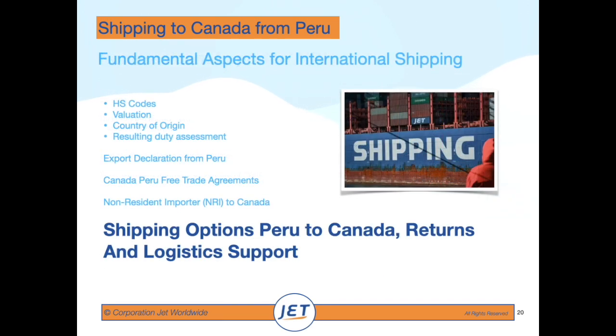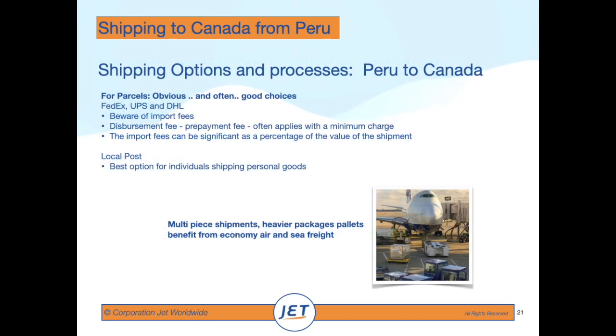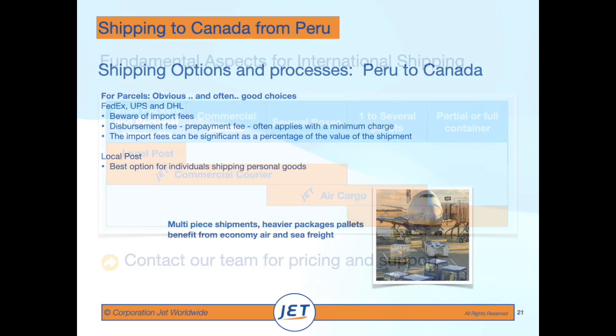Shipping options: Peru to Canada and North American logistics. The international parcel shipping options from Peru include the obvious choices of name brand couriers: FedEx, UPS, DHL, and the local post. In general, Correos local post options are best for individuals shipping personal packages. Contact our team for rates on shipping commercial packages and cargo.